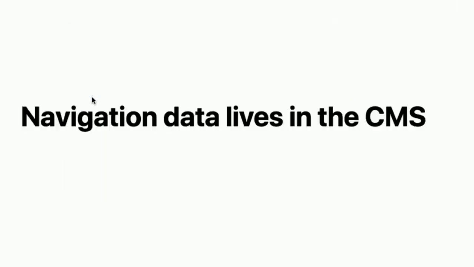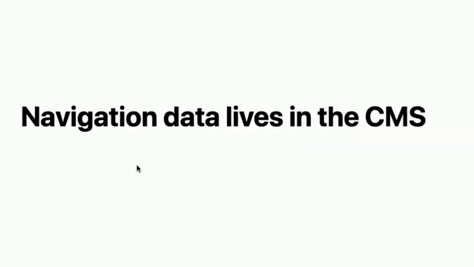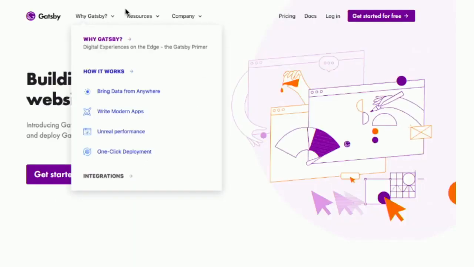What's cool is that all of this data lives in our CMS. It doesn't live in the code base. So the way that that actually works is that here we have, I think we called it header navigation. And it has some children on the left, some children on the right. And so those correspond to the left navigation and the right navigation.